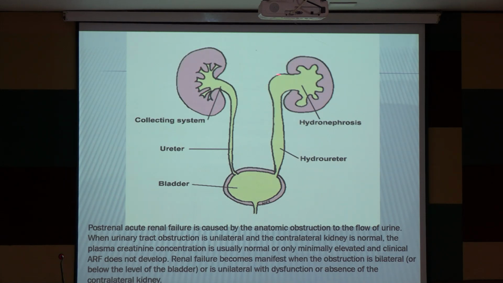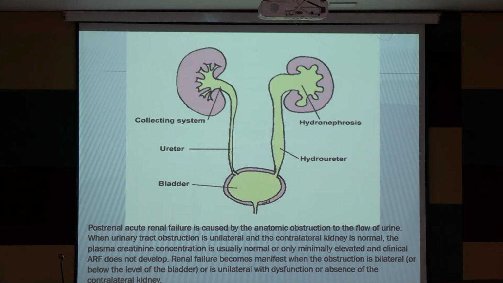If there is any obstruction to the urinary outflow tract, then it can cause the post-renal causes of acute renal injury. If there is a single-side obstruction and the other kidney is normal, and there is obstruction of the single kidney or single outflow tract, that can cause acute kidney injury.